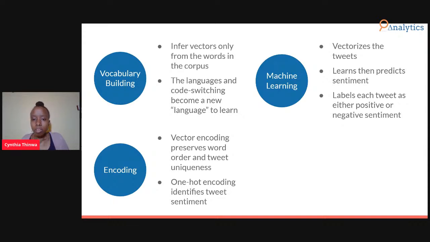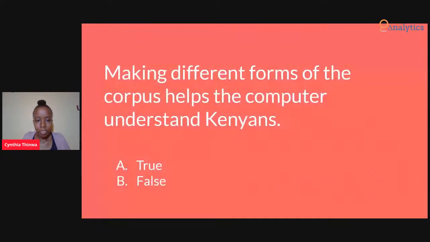And then finally, machine learning has three key purposes. It helps us vectorize the tweets. It helps us learn and then predict the sentiment of the tweets. And it allows us to label each tweet as having either positive or negative sentiment.